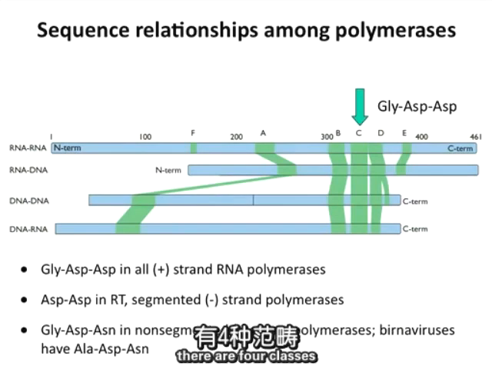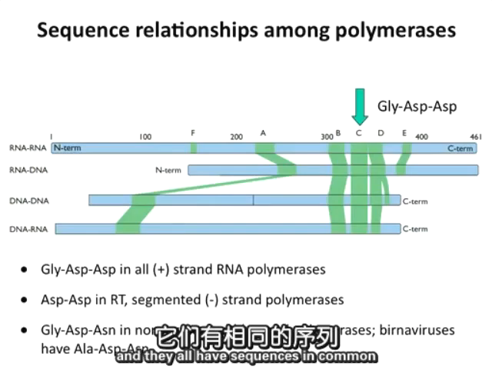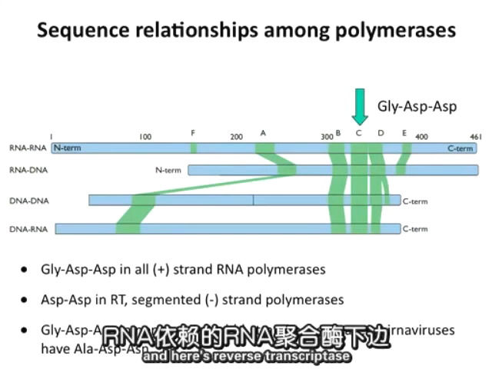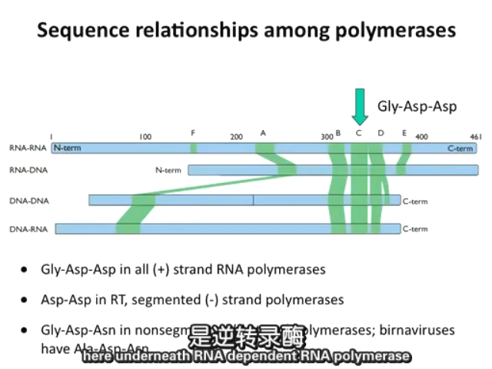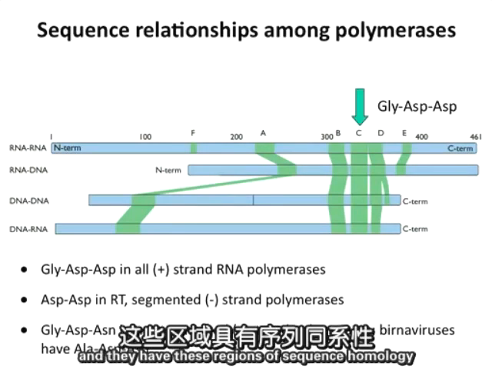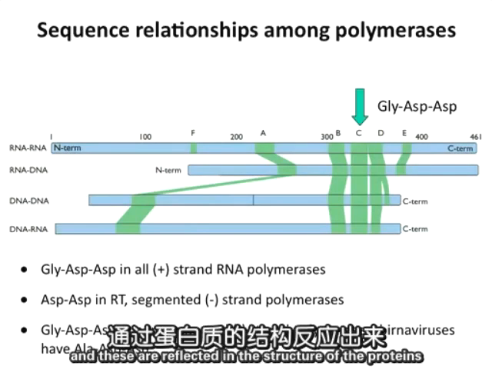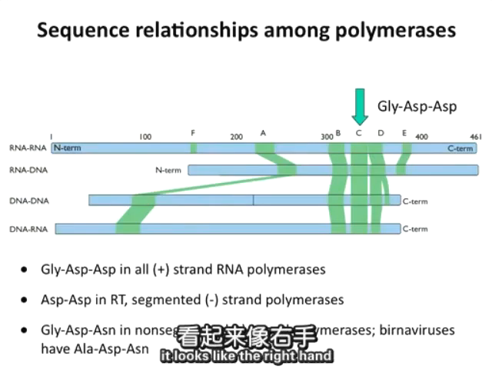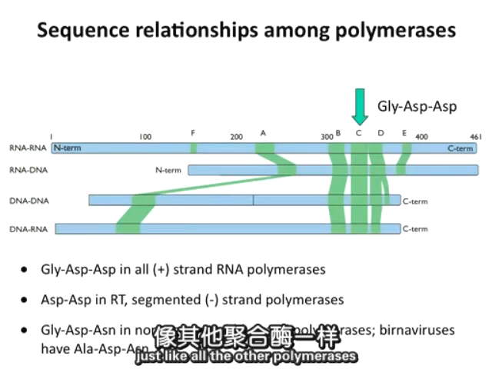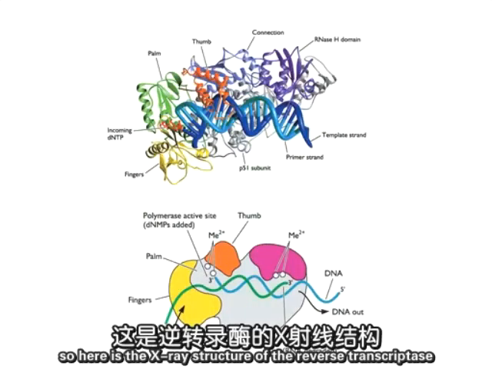Now remember the sequence of relationships that we talked about when we talked about RNA-dependent RNA polymerases. There are 4 classes of nucleic acid polymerase, and they all have sequences in common. And here's reverse transcriptase here underneath RNA-dependent RNA polymerase, and they have these regions of sequence homology. There are 5 between these RNA polymerases, and these are reflected in the structure of the proteins. It looks like a right hand, just like all the other polymerases. So here's this X-ray structure of reverse transcriptase.